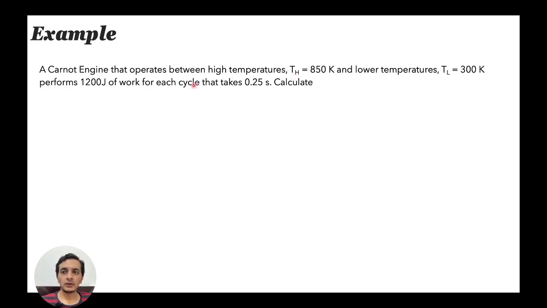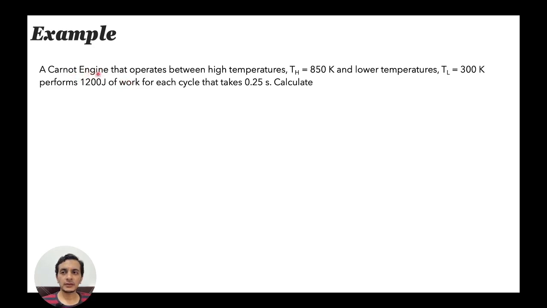Let's do an example on Carnot engine. In this example, a Carnot engine operates between a high temperature TH of 850 kelvins and a low temperature TL of 300 kelvins, and performs 1200 joules of work for each cycle. It takes 0.25 seconds, or a quarter of a second, to complete one cycle.